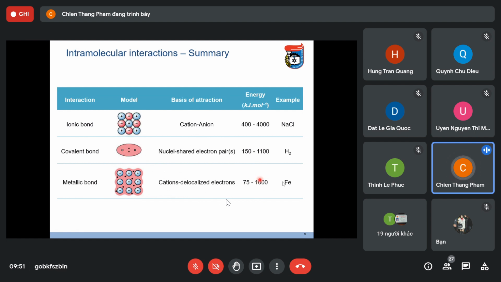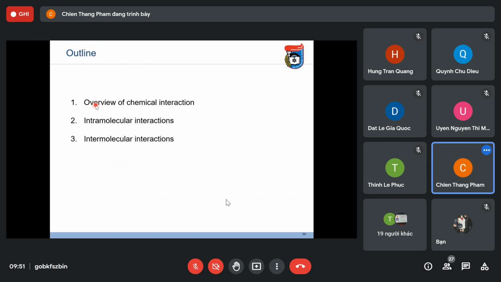For example, one hydrogen molecule contains only two hydrogen atoms. However, when you talk about sodium chloride, or metallic iron, we cannot say it is only one or two particles. It is a very huge number of particles. That is why the ionic bond and the metallic bond normally exist as solids and have high melting and boiling points. This is a summary for the intramolecular interaction, or the chemical bonding. And now I think we can move to the last point.